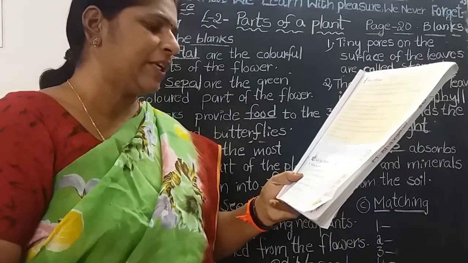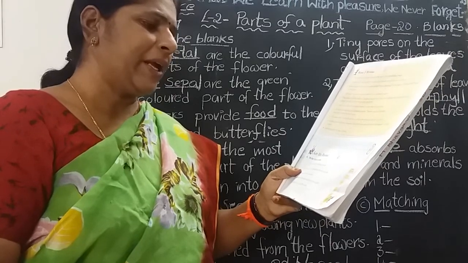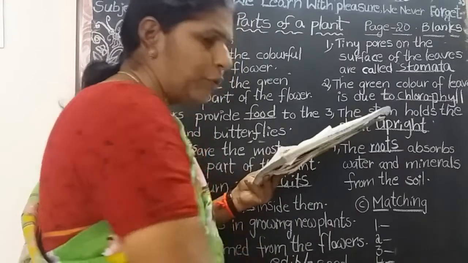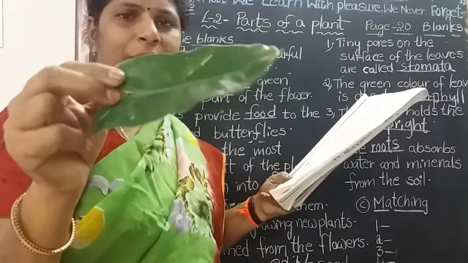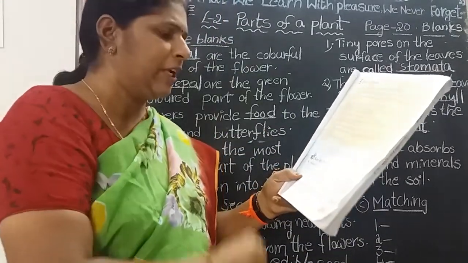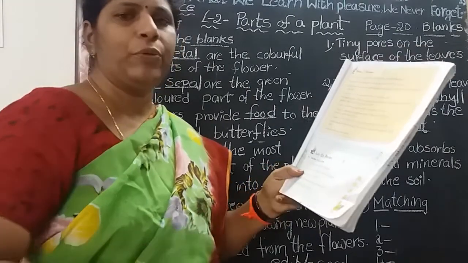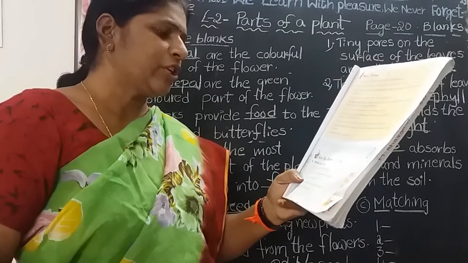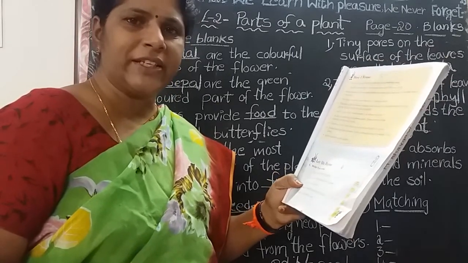True or false? See here. Leaves help in preparing food for a plant. Is it true or false? Who prepares the food for the plant? Leaves only. Leaves help in preparing food for a plant. Is it true or false? True. Okay, next question. Papaya has many seeds.